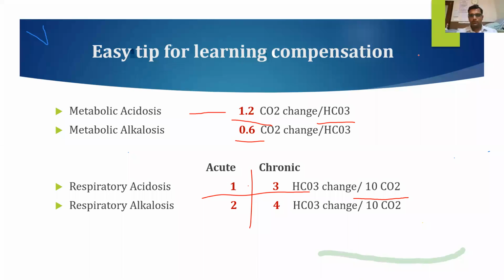In chronic respiratory acidosis, acutely there will be a 1 bicarbonate change per 10 CO2 and chronic will be 3. In respiratory alkalosis, acutely the change will be 2 bicarbonate per 10 CO2, and in chronic respiratory alkalosis, the change will be 4. So remember 1.2, 0.6, 1, 2, 3, 4.